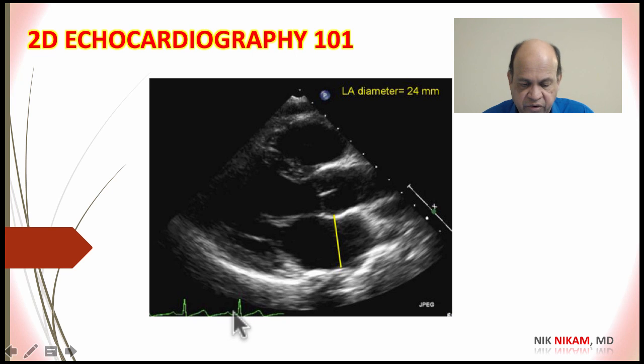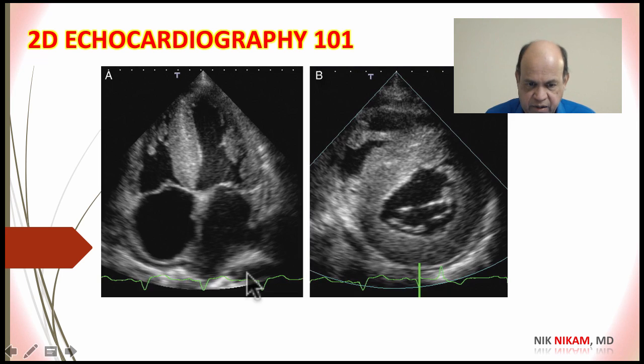Here we have the electrocardiographic recording to help us time the events, especially when it comes to pulse Doppler and gradient. Again, looking at 4-chamber view of a patient with concentric left ventricular hypertrophy, and there is also a small pericardial effusion. Here we are looking at the cross section of the left ventricle at the mitral valve leaflets.